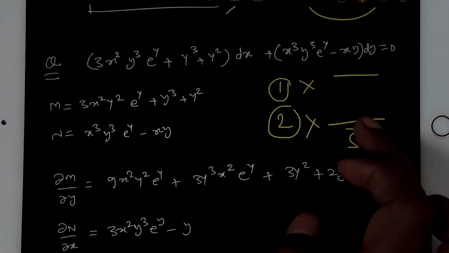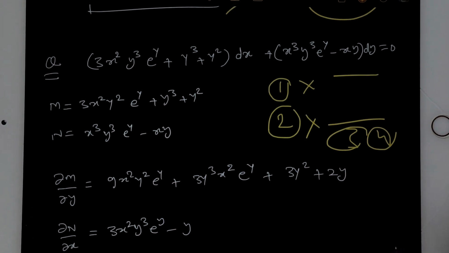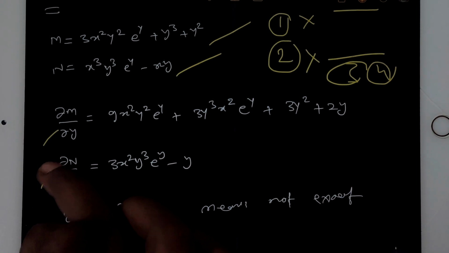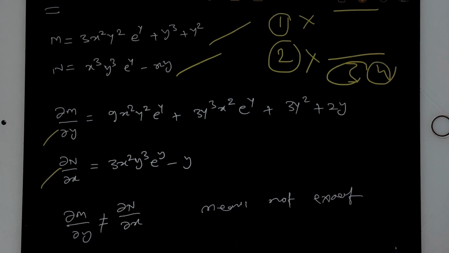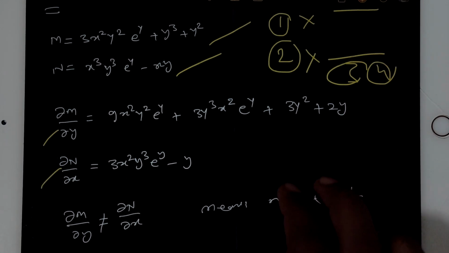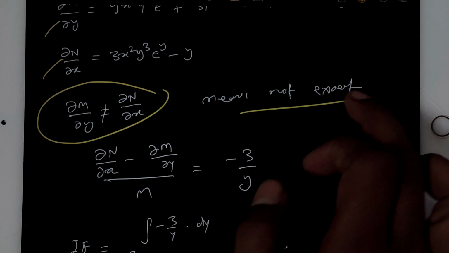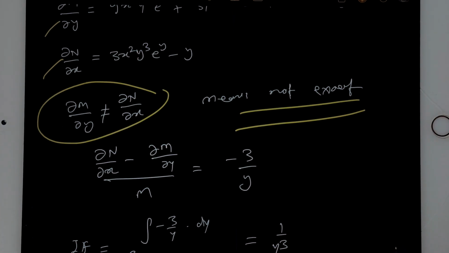Now check either case 3 or case 4. I have taken this for case 4 as example, but why not case 3? Let's understand. M value is this, n value is this, and their derivatives dou m by dou y, dou n by dou x is this. Now if I see them, they are not equal. If they are not equal, it means it is not exact. It is reducible to exact. So I am choosing this method this time.